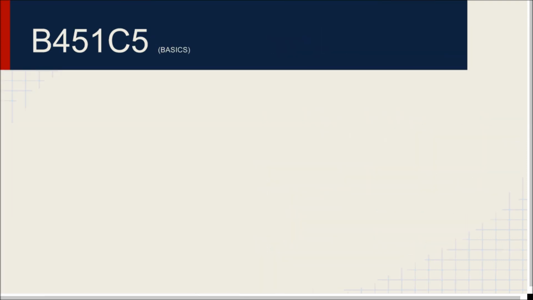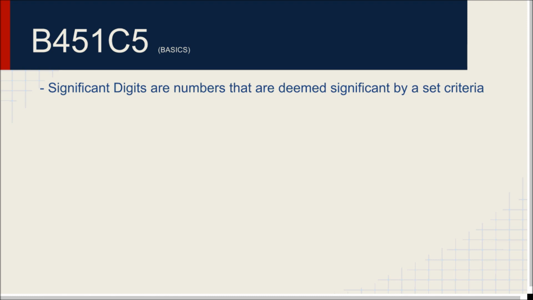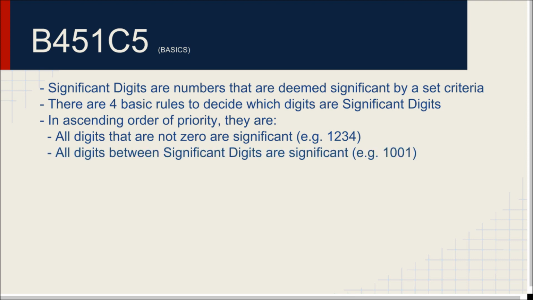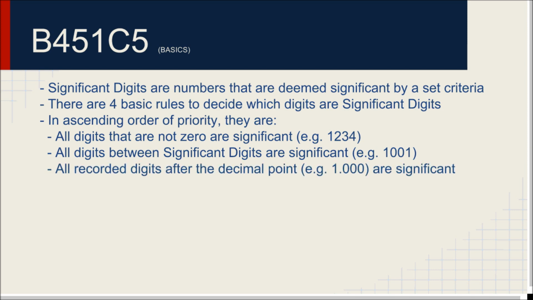Now, onto basics. Significant digits are numbers that are deemed significant by a set criteria. All this means is that there are these 4 basic rules, and if the digits of the entire number follow these rules, then those digits are significant digits. So, if the digit is not equal to 0, then it is a significant digit. But even if it is 0, if it's between significant digits, it counts as a significant digit.